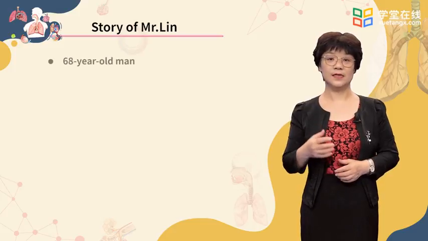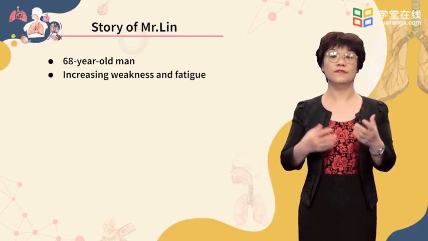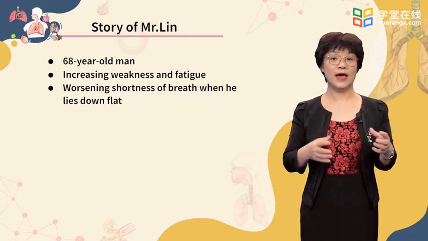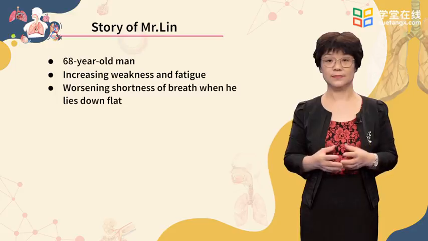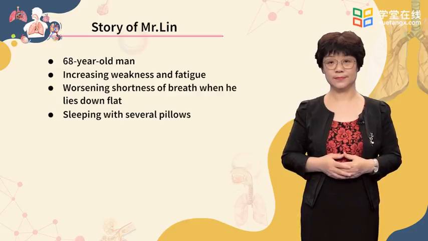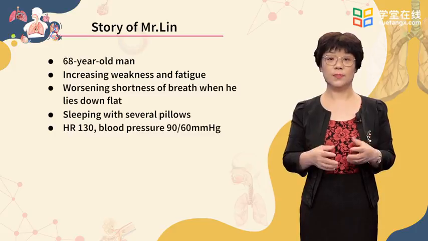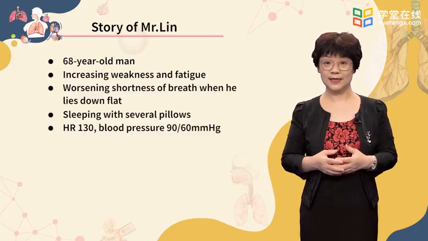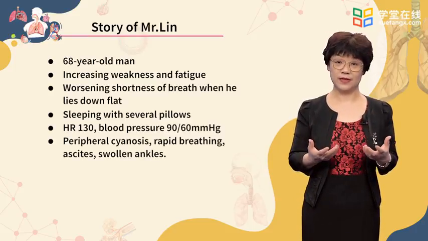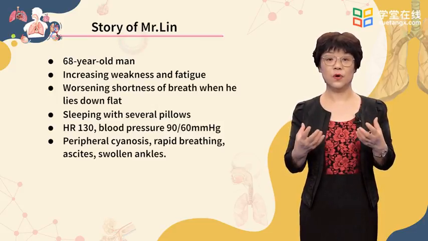Mr. Lin, a 68-year-old man, complains of increasing weakness and fatigue, worsening shortness of breath when he lies down flat on his back. He has to sleep with several pillows. Clinical findings include heart rate 130, blood pressure 90/60. He has peripheral cyanosis and rapid breathing, ascites, fluid in the abdomen, and swollen ankles.